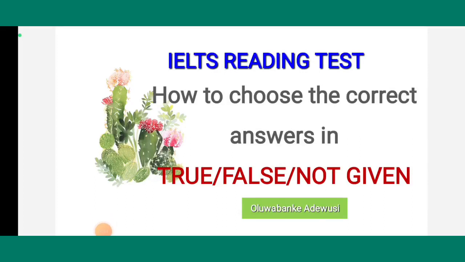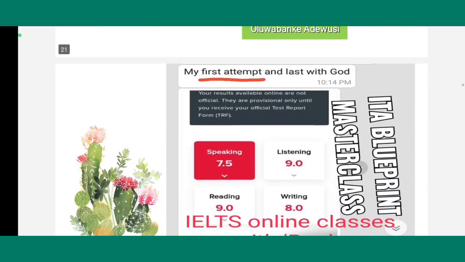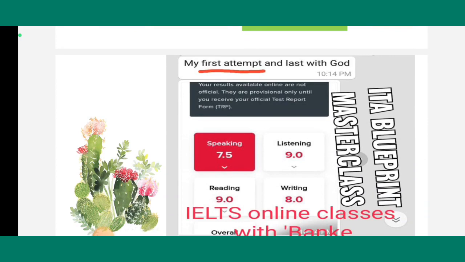In today's lesson, you are going to learn how to choose the correct answers in true, false, not given questions in the IELTS reading module. Of course, you know that there are four modules: IELTS Listening, IELTS Reading, IELTS Writing, and IELTS Speaking.